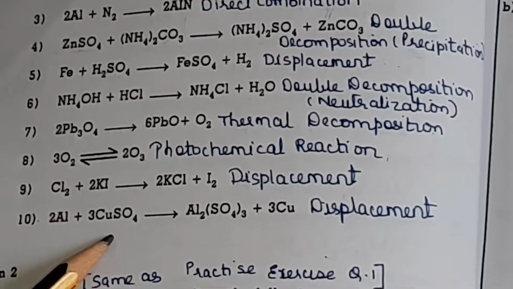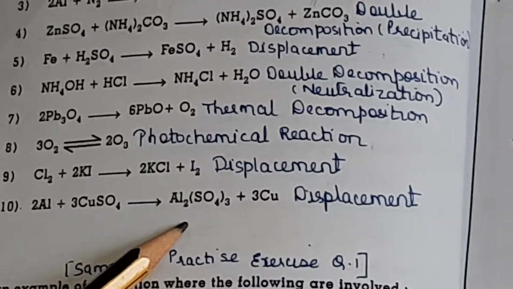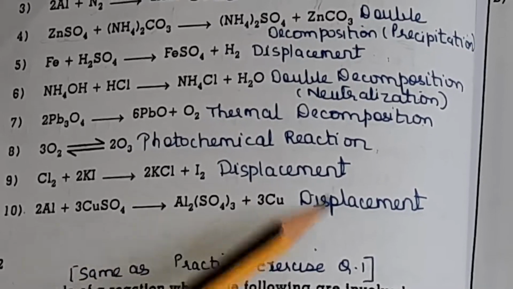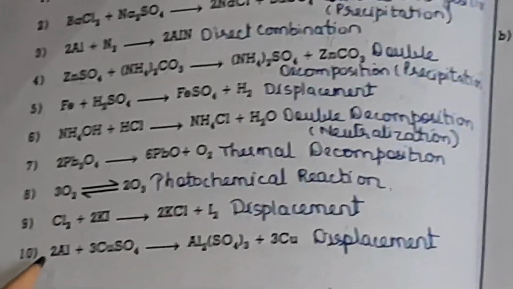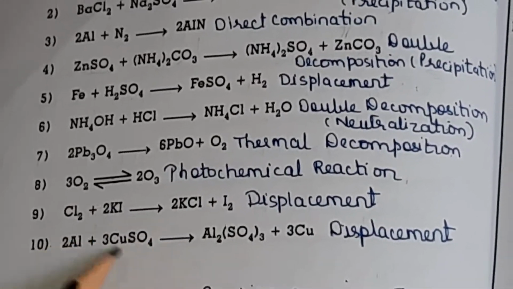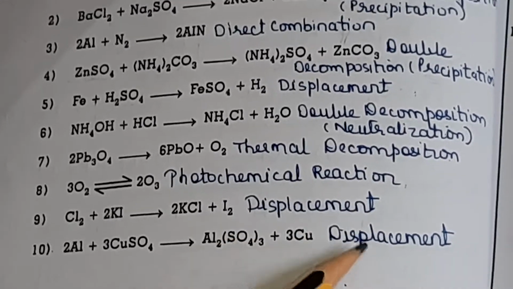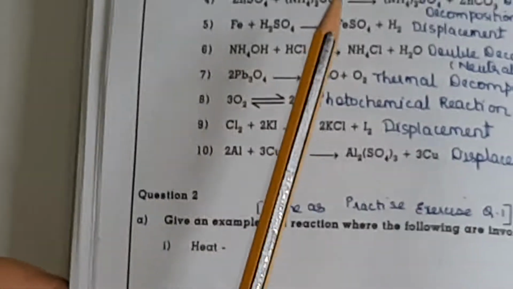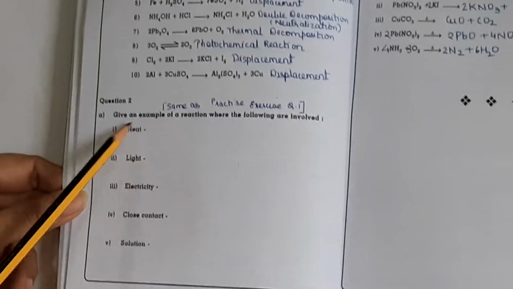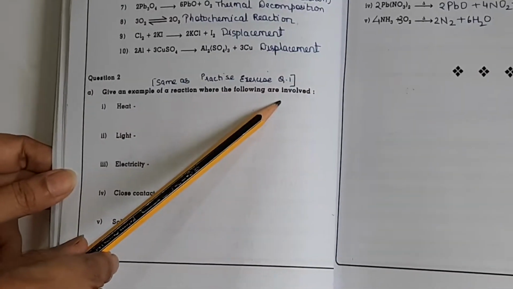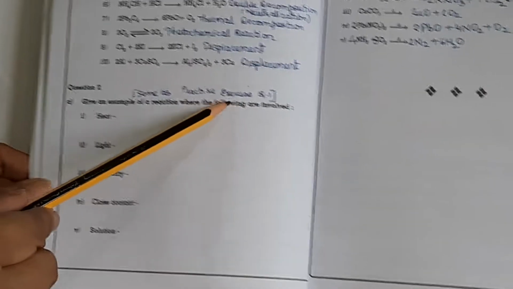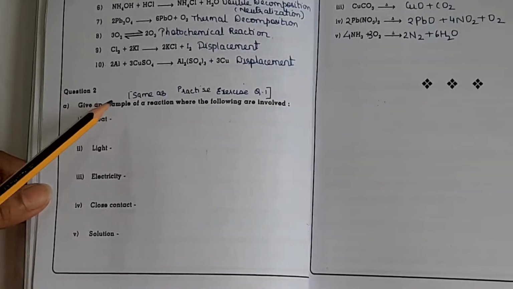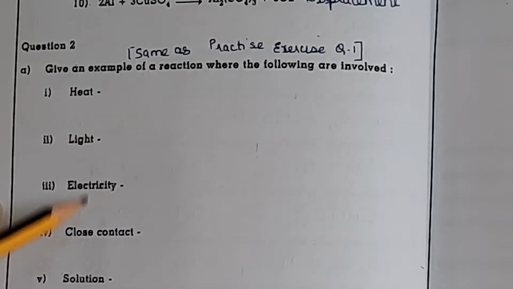And 2Al plus 3CuSO4 giving you Al2(SO4)3 plus 3Cu, again a displacement reaction because aluminum is displacing copper from its aqueous solution. Okay, so displacement reaction. Clear? Now this next question, question 2, give an example of a reaction where the following are involved. See, this we have already discussed in the practice exercise. That was our first question. So you can write same as before, no need to again write it down.